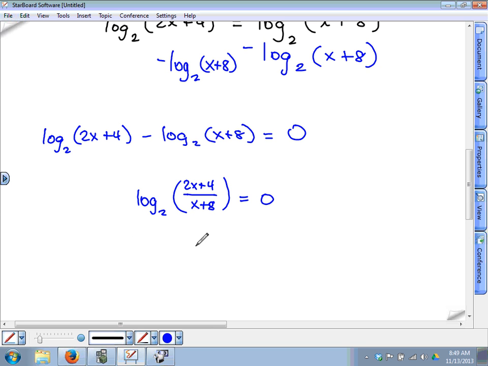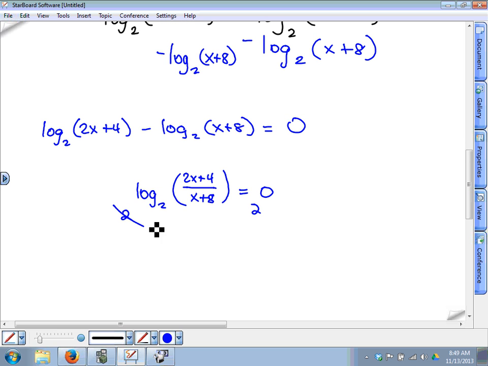Now we can exponentiate both sides, put a base of 2. 2 to the log base 2 cancel each other out. So now we have 2x plus 4 over x plus 8 equals 2 to the 0, which is 1. I know we're a little short on time, sorry.